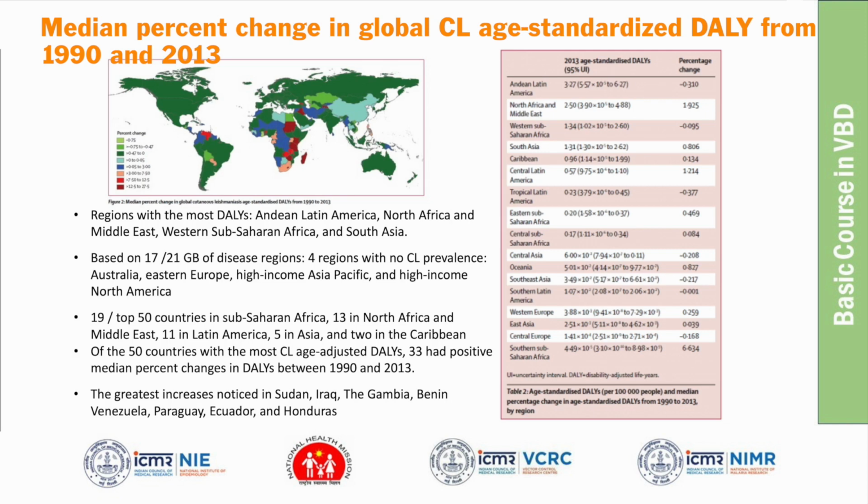Of the 50 countries with the most CL age standardized DALYs, 33 had positive median percentage changes in DALYs between 1990 and 2013. So out of 50 countries, 33 show an increase in the burden compared to the 1990 burden. The greatest increase was noticed in Sudan, Iraq, the Gambia, Benin, Venezuela, Paraguay, Ecuador, and Honduras. These are the countries where there has been the highest increase in disease burden.